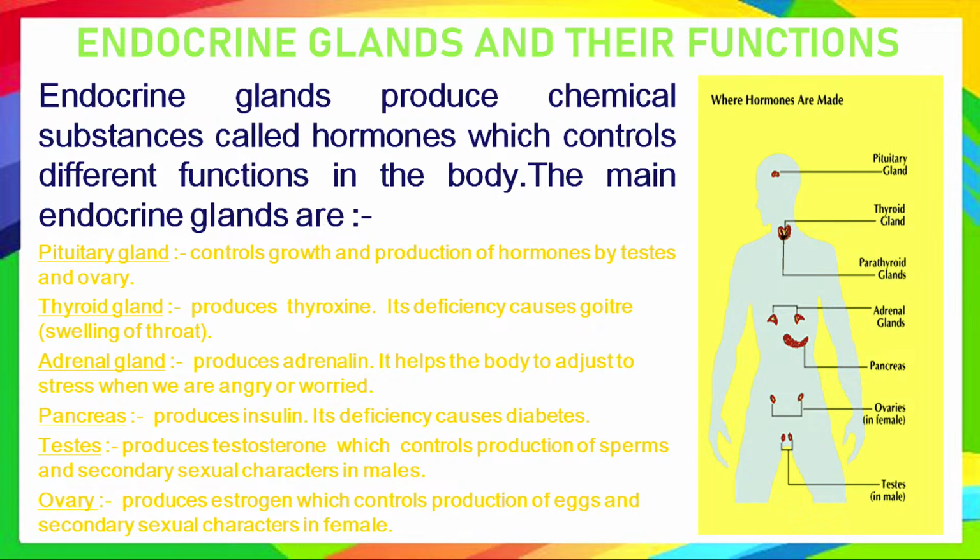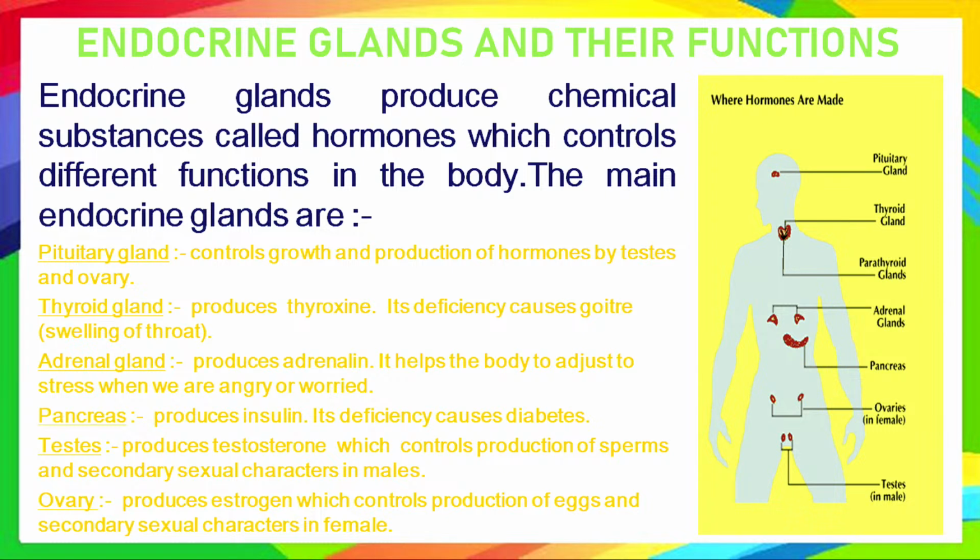Next gland is the thyroid gland. It produces thyroxine hormone. Its deficiency causes goiter, which is also known as swelling of the throat. Adrenal gland, it produces adrenaline hormone. It helps the body to adjust to stress when we are angry or worried. Pancreas, pancreas produces insulin and its deficiency causes diabetes.